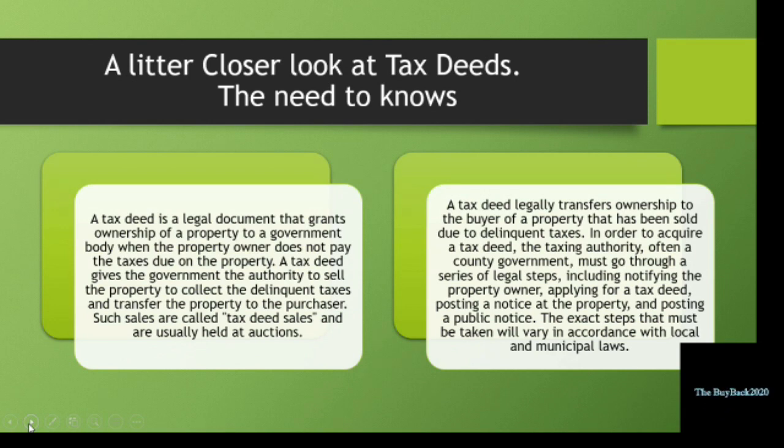A tax deed legally transfers ownership to the buyer of the property that has been sold due to delinquent taxes. In order to acquire a tax deed, the tax authority, often county government, must go through a series of legal steps, including notifying the property owner, posting a notice on the property, and posting a public notice. The exact steps that must be taken will vary in accordance with local and municipality laws. So as I told you, you have to do your due diligence because every county has their own rules.